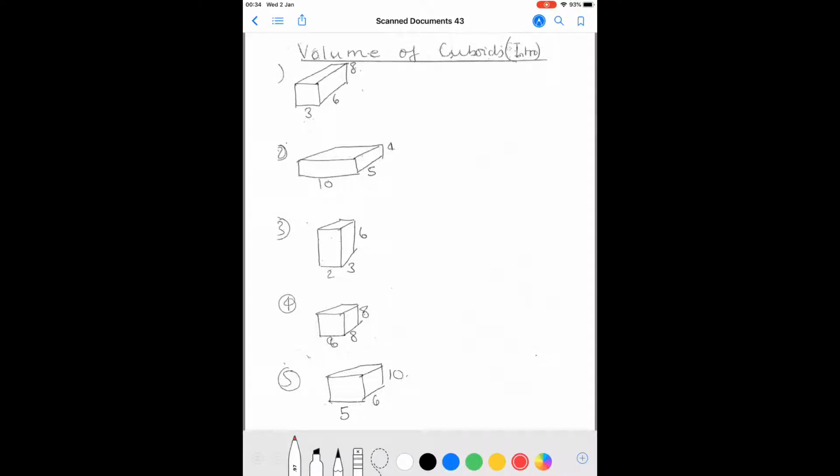So this is question number one. Now, if you look at the shape that we have here, if I just quickly do an outline of the shape, this is the shape that we're looking for. This shape is called a cuboid. For a cuboid, the volume is measured as length times width times height. So that's the nice basic formula that we use for working out the volume of this particular shape.